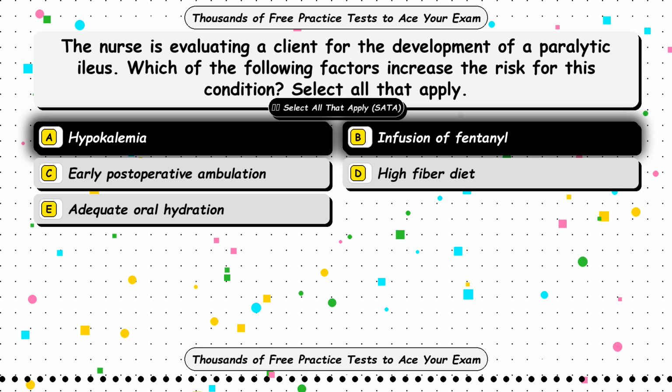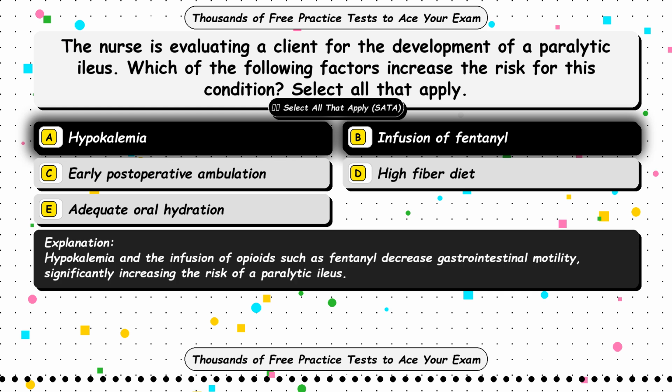The correct answers are options A and B, hypokalemia, infusion of fentanyl. Hypokalemia and the infusion of opioids such as fentanyl decrease gastrointestinal motility, significantly increasing the risk of a paralytic ileus.